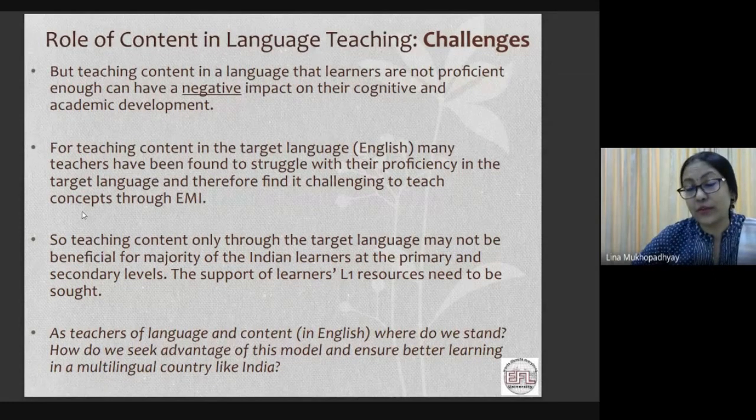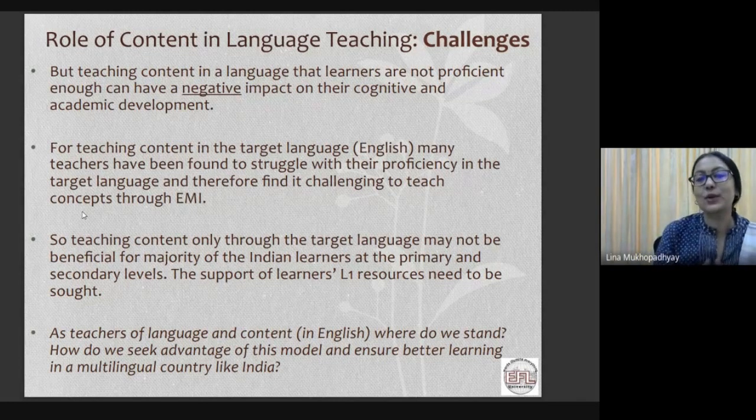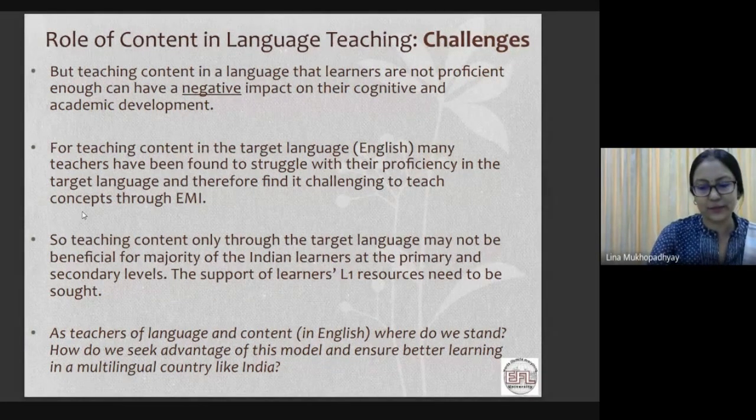So what is the way forward for us? As teachers of language and content in English, where do we stand? How do we take advantage of this model and ensure better learning in a multilingual country like India? We cannot wish away the multilingual context, and we should not do that. On one hand, CLIL as a model is a direct threat to the multilingual context, but we can turn it around and see how, in a multilingual context like India, we can use the CLIL model, but keeping the learners' L1 resources in mind.